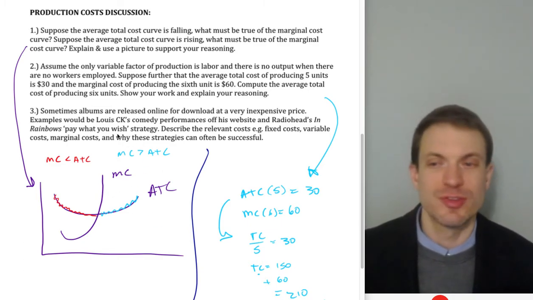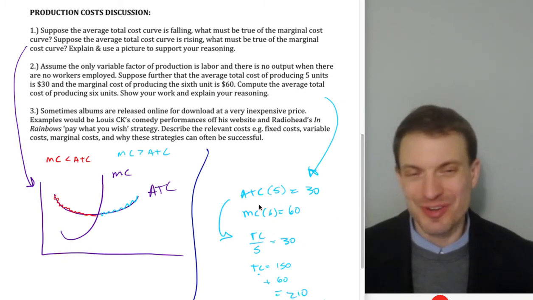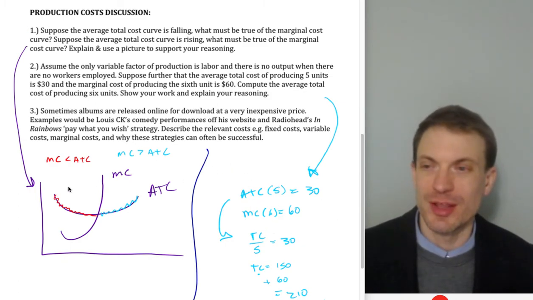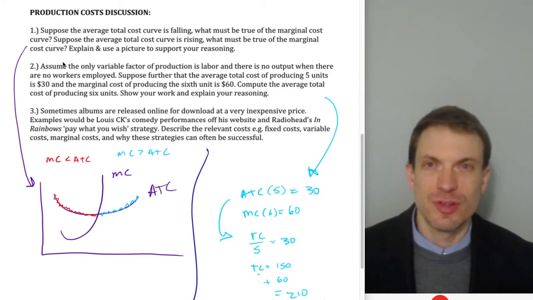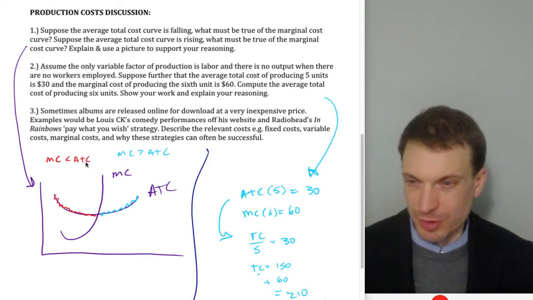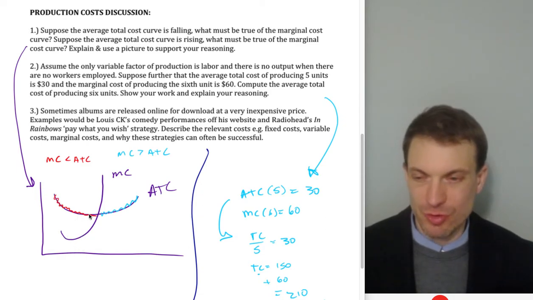All right, so obviously I've got the picture for number 1 and the work for number 2, but let's talk through what's going on here. When the average cost curve is falling, what must be true of the marginal cost curve? Whenever the average cost curve is falling, marginal cost must be lower than average cost. It's bringing down the average, right? Marginal cost is vertically lower than average total cost when average total cost is falling.